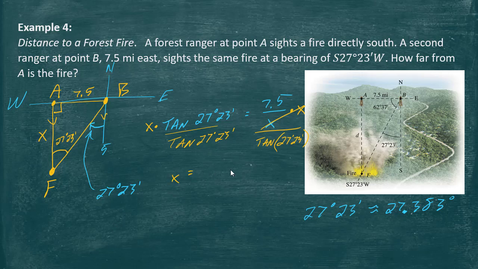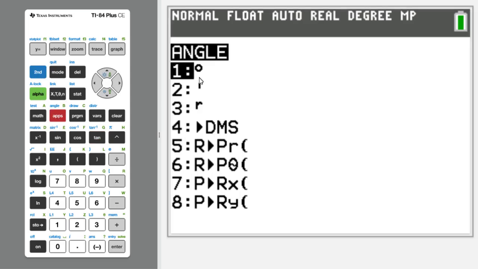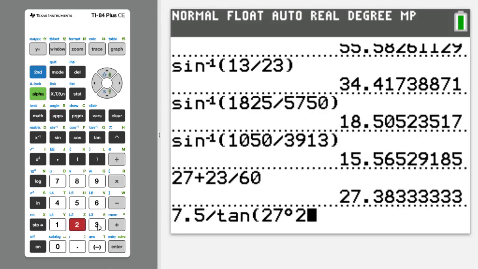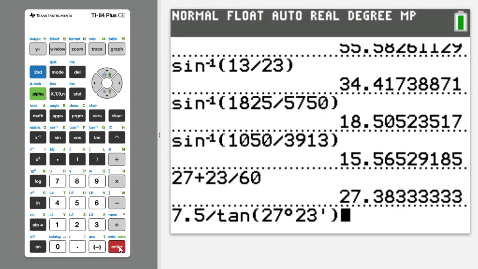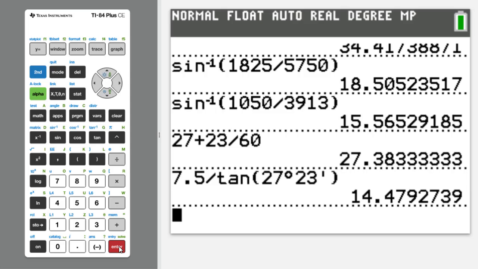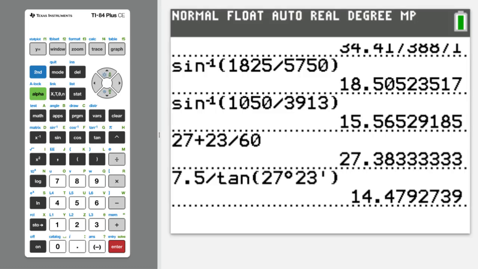So anyway, once we get to a point where we have the x isolated, which we were able to accomplish by dividing the tangent over, let's bring the calculator into the problem. I've got the 7.5 that I had for that side length that I'm now dividing by the tangent of that angle. Since I'm going to keep it in that exact format, it's going to be the 27 degrees. Remember, that's in this angle menu, first option. And then 23 minutes, same menu, but the second option. Close my parenthesis, and now if I press enter, it gives us approximately 14.5-ish miles, 479. That seems close enough to calling it 14.5 miles.